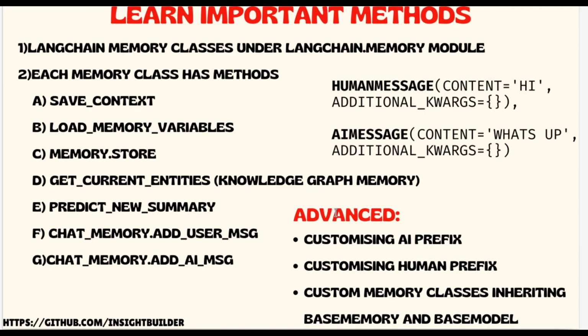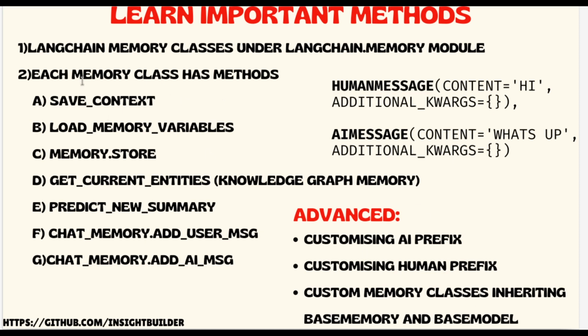Before we dive into action and see what is going on, I want to give a little bit of context around the various classes inside the Langchain memory module. Any class in Python will have methods, and these methods are the workhorses of that particular class instance or the class itself. In case of memory, we already saw the classes, and there are a couple of additional classes called human message and AI message. And the main classes are base memory and base model. You can see that here. These memory classes inherit from base memory and base model.